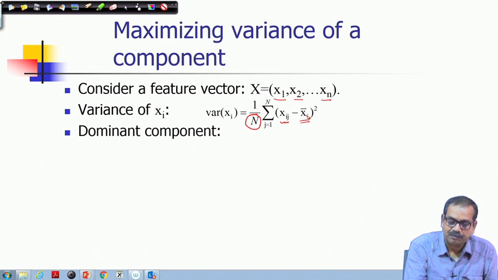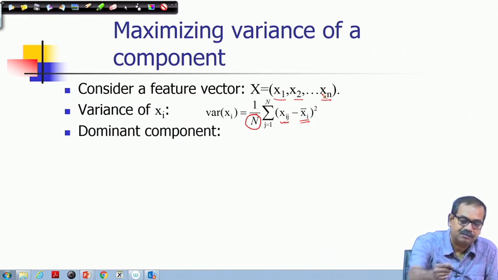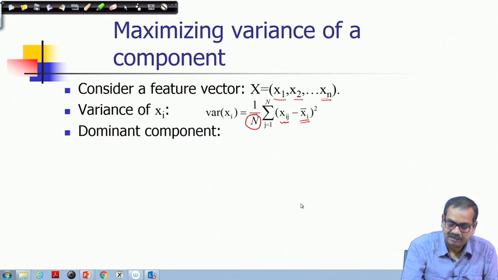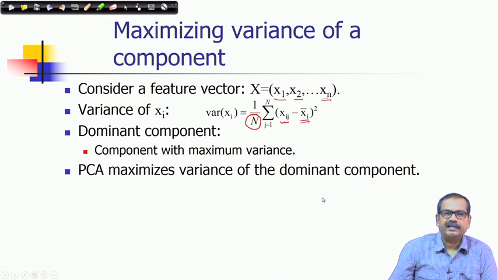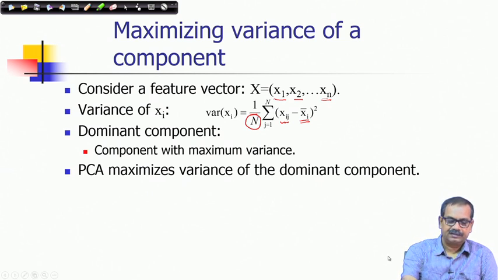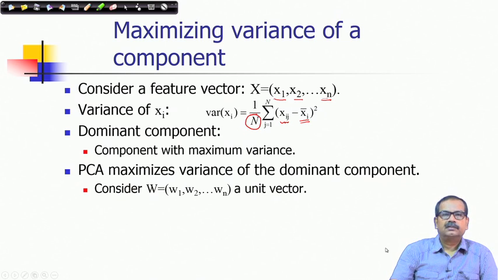Now, we say a component is dominant, out of all these n components, if its variance is the maximum. Then we say that component is the dominant component. Now, PCA maximizes the variance of the dominant component. Let us understand what that means.